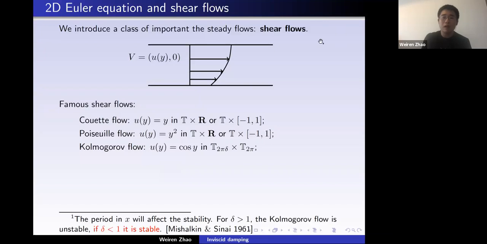Another object I will mention a lot in this talk is the shear flow. What is shear flow? It is a kind of flow V, shown in this picture, where the first component, the horizontal velocity, only depends on the vertical component, and the vertical velocity is zero. There are some famous shear flows: the Couette flow, where U is linear in y, the Poiseuille flow, and another famous one called the Kolmogorov flow. There is a natural question: are these shear flows stable?